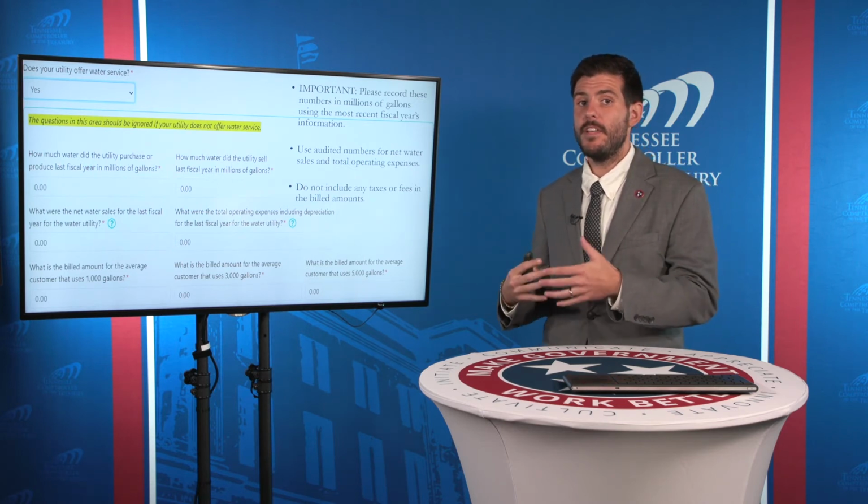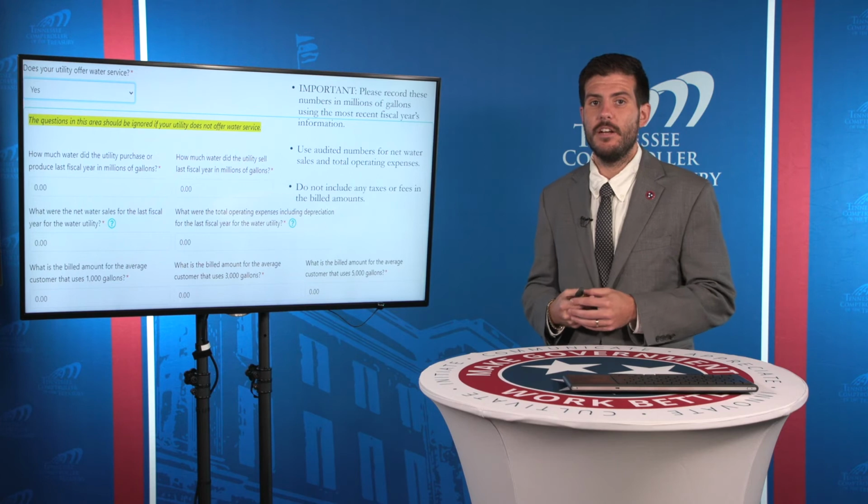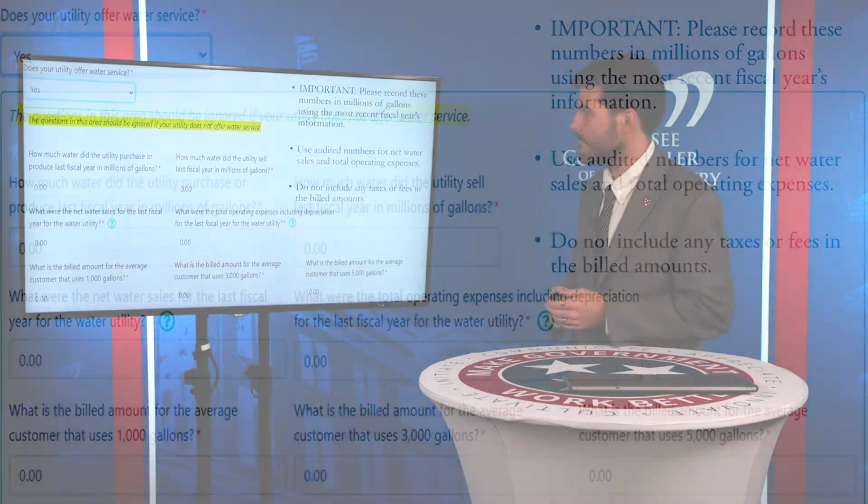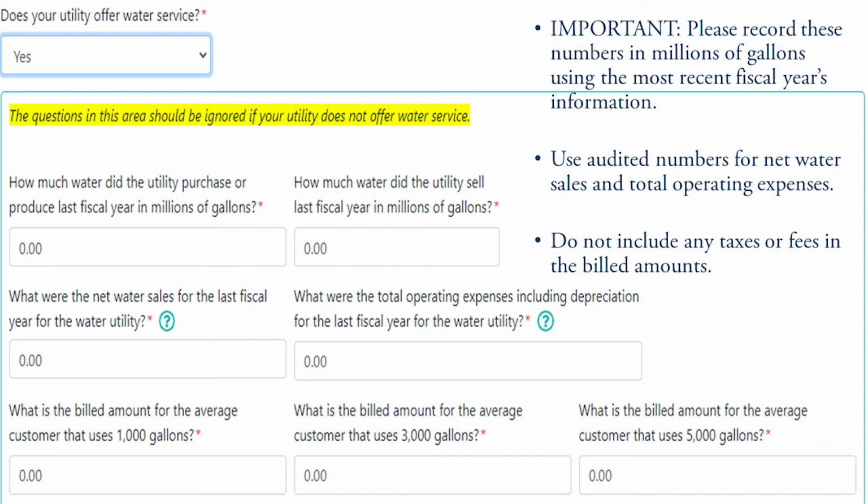If you enter 75 million gallons of water a year, please put 75 in that box. The next 2 values can be pulled straight from your audited financials. What were the net water sales for the last fiscal year for the water utility? And what were the total operating expenses, including depreciation, for the last fiscal year for the water utility?